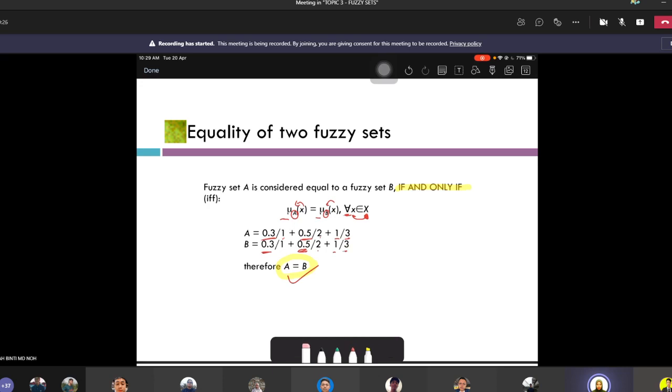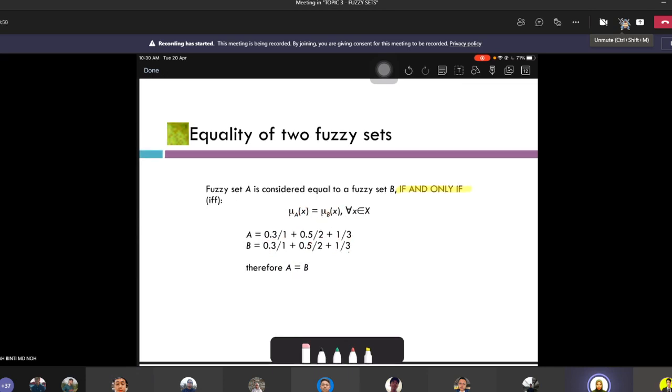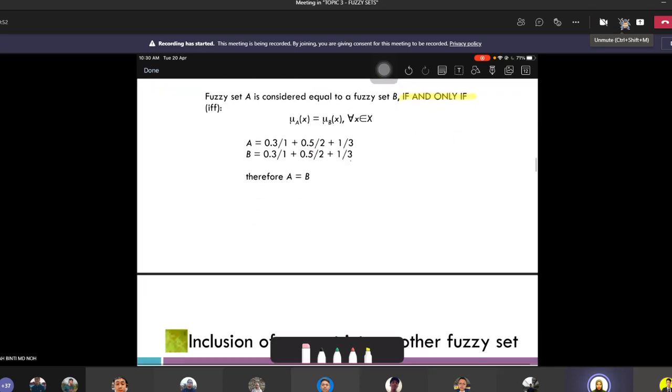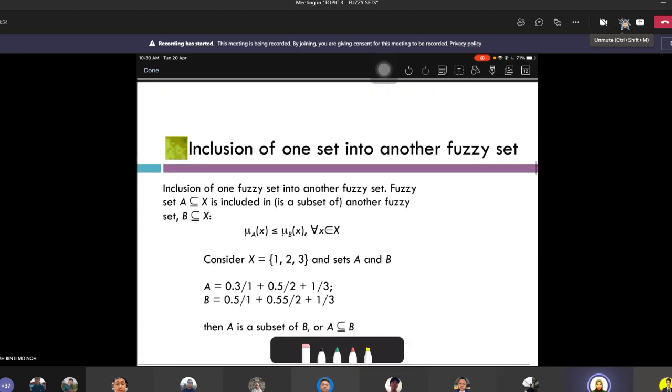Tapi katakanlah ada satu ni tak sama. Kalau ada satu yang tak sama, katalah 2 belongs to B sebenarnya 0.6. In that case, kita kata A is not equals to B. Okay? Faham? Jelas? Okay, very good. So, kena faham yang tu. Konsepnya bila kita kata two fuzzy sets are equal bila semua elemen mempunyai the same degree of membership.